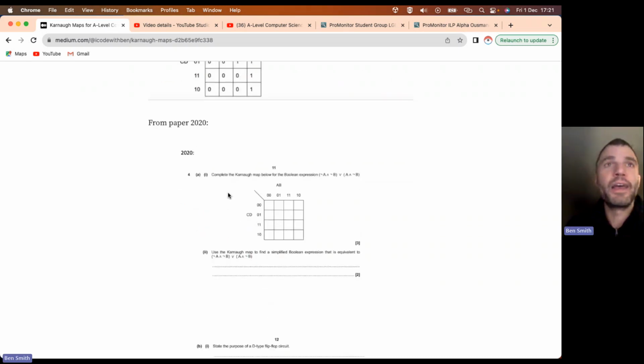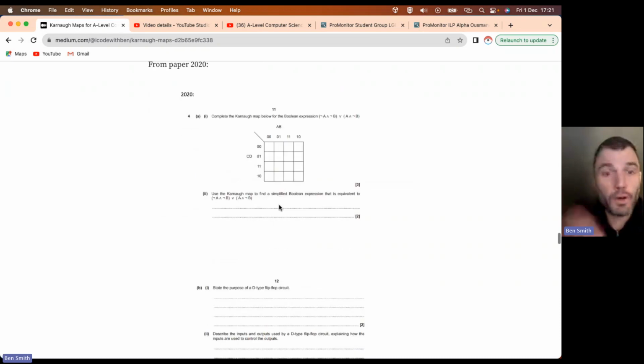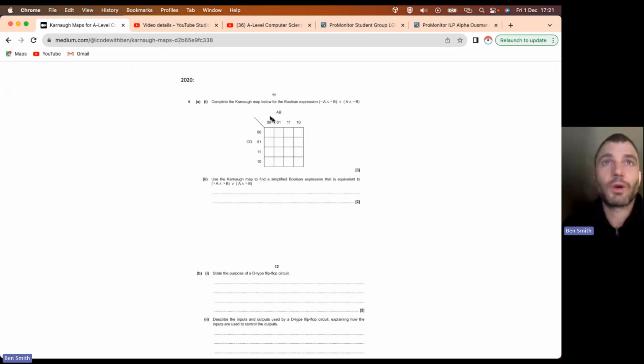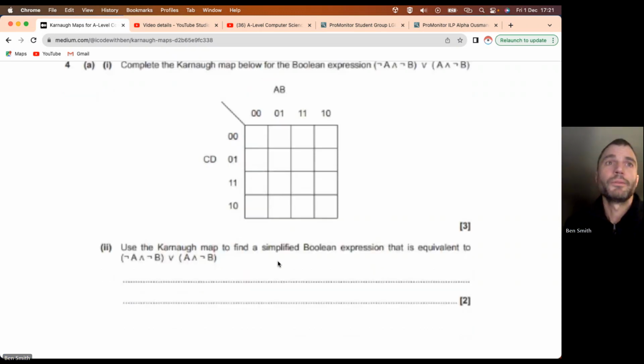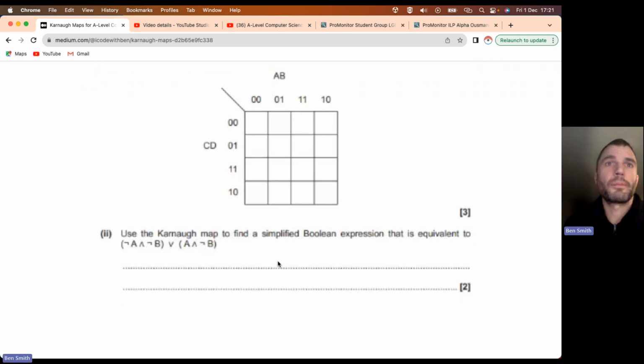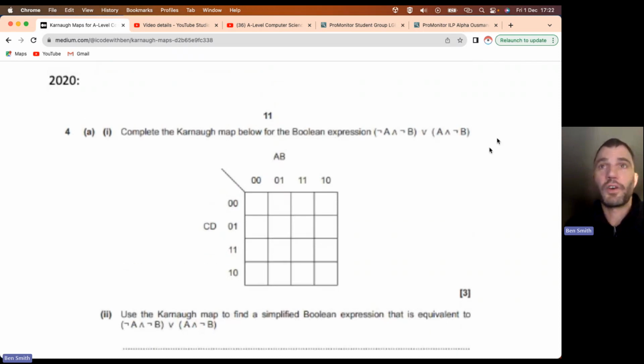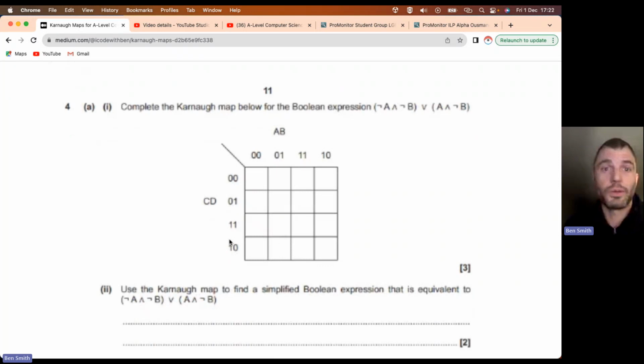And then here, in the 2020 paper, they do ask you to do it the other way around as well. I'll zoom in on that. It says complete the Karnaugh map below for the Boolean expression not A and not B, or A and not B. So you'd have to put a 1 where you'd find that, and a 1 where you'd find that, and you end up with two boxes. And then they're asking you, how can you simplify this using your Karnaugh map?